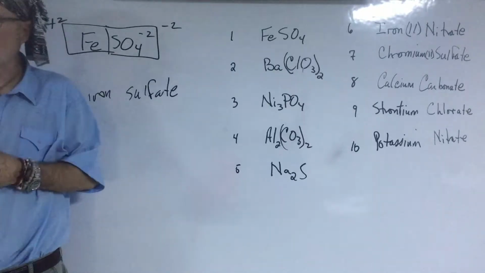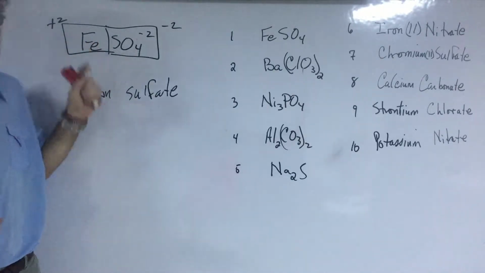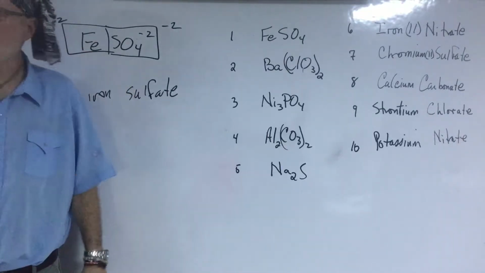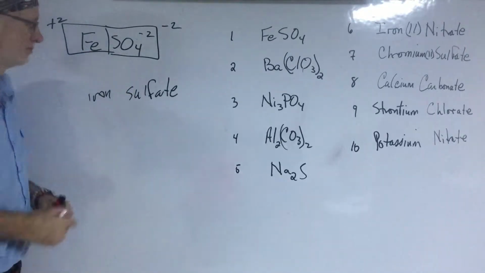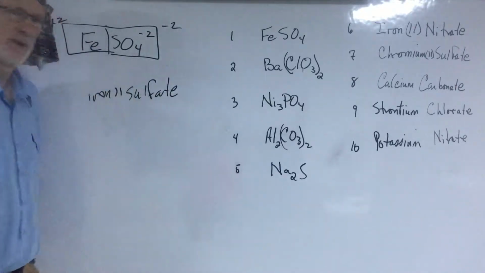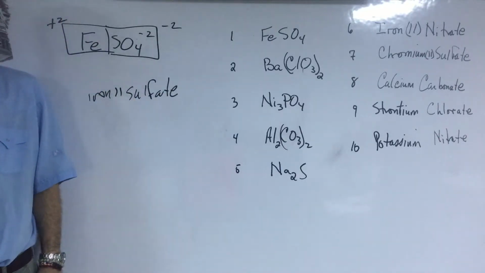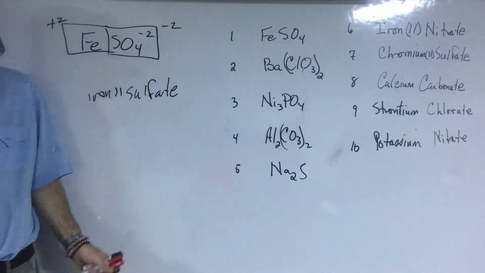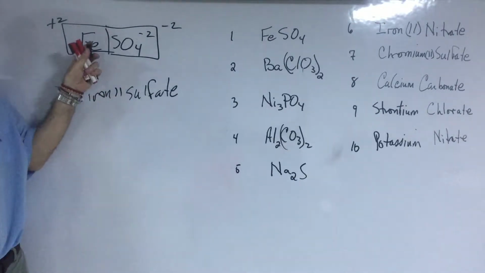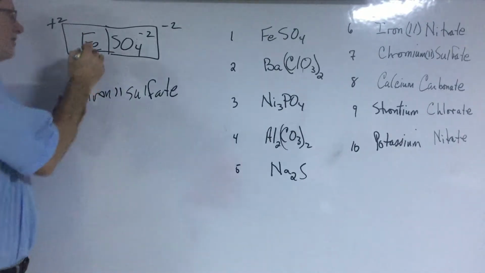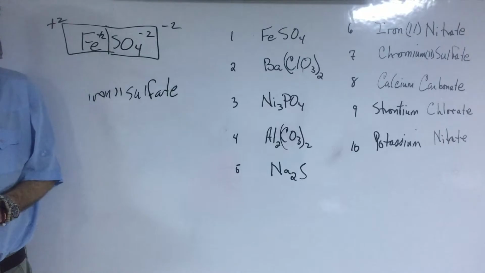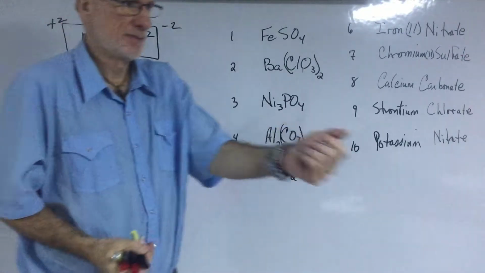How many iron are there? 1. So what would the charge of each iron be? 2. The Roman numeral is the charge of the positive component. So that's how you get iron 2 sulfate. The 2 is the charge of the iron. Yes or no? You get it? Okay? All right.